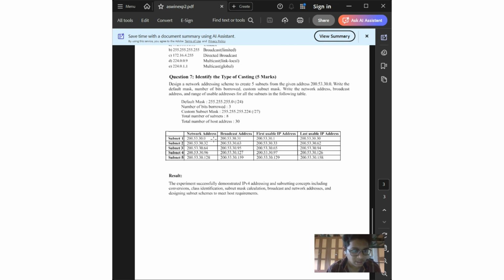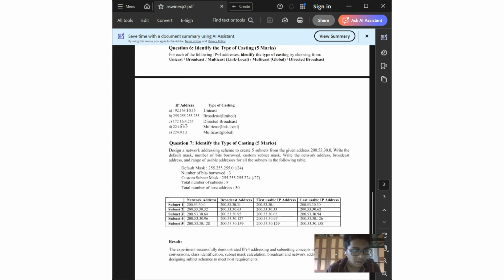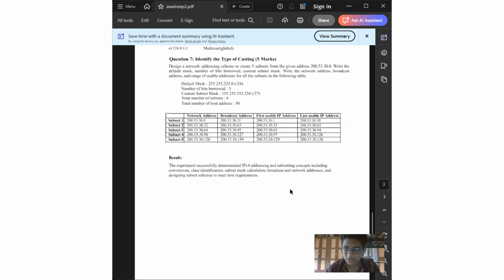For subnet 1, the network address should be 200.53.30.0. Broadcast address 200.53.30.31. First usable IP address 200.53.30.1. Last usable IP address 200.53.30.30. Like that, we have five subnets, each with different addresses. For every IP address, there is a type of casting, which can be given. And the final outcome is that this experiment is completed successfully.